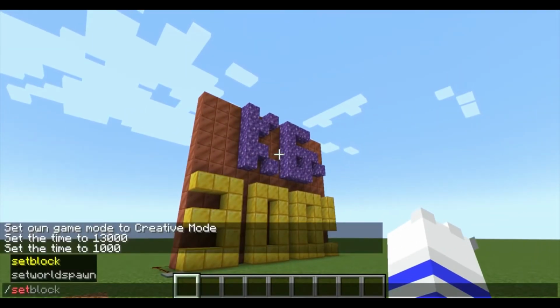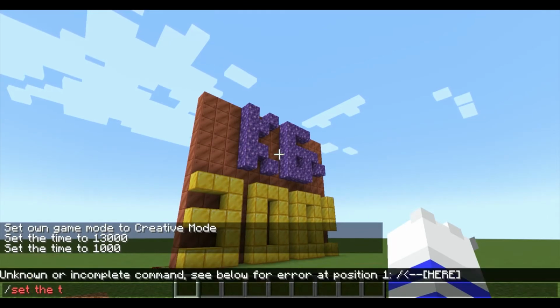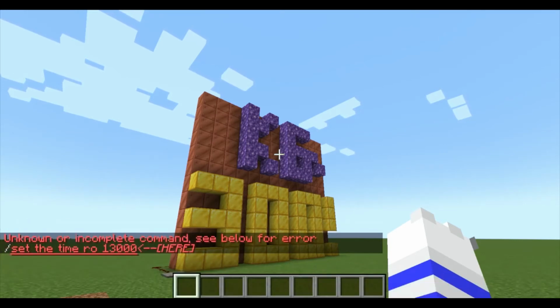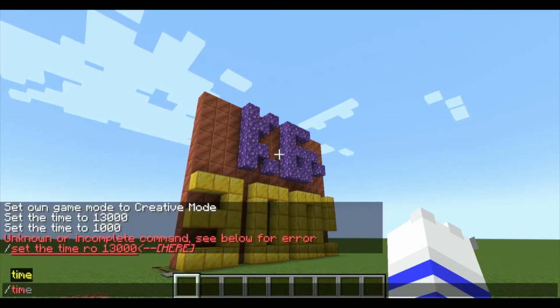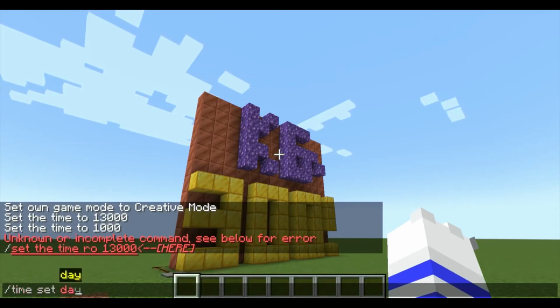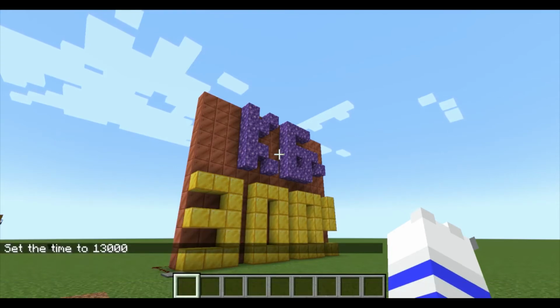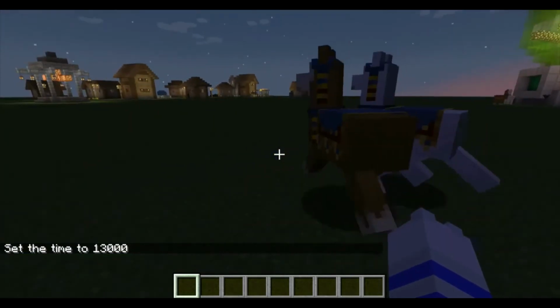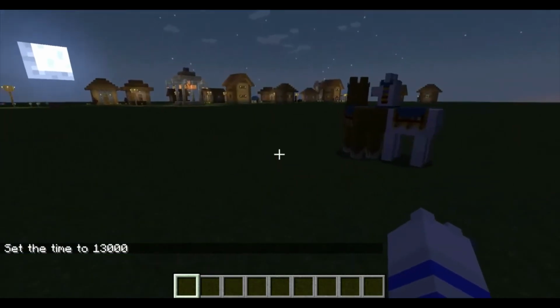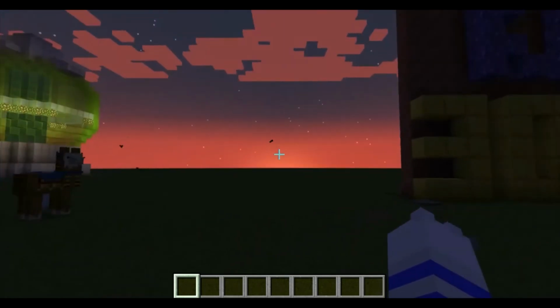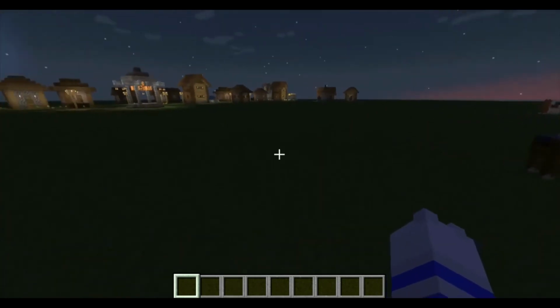So, set the time. Okay. Bruh, I can still see you. You have particles around you. Gonna wait for it to get really dark, but yeah.